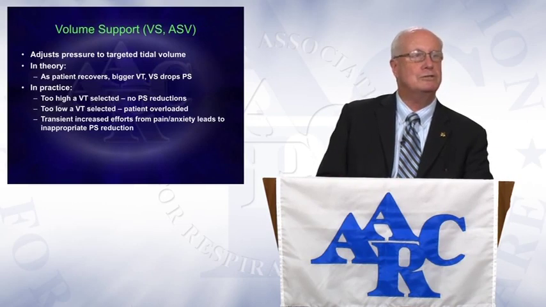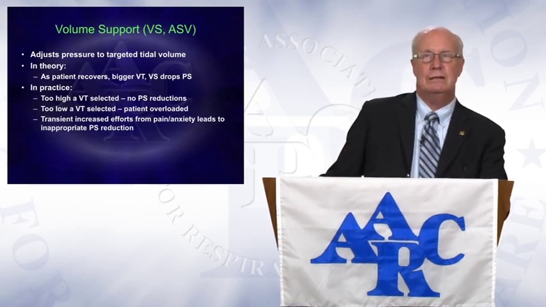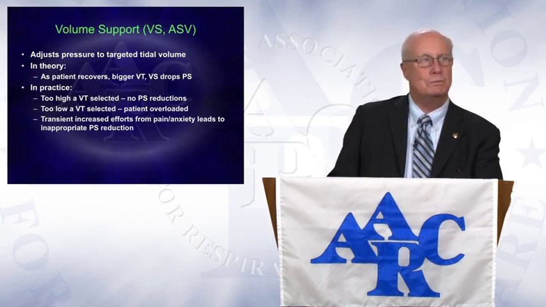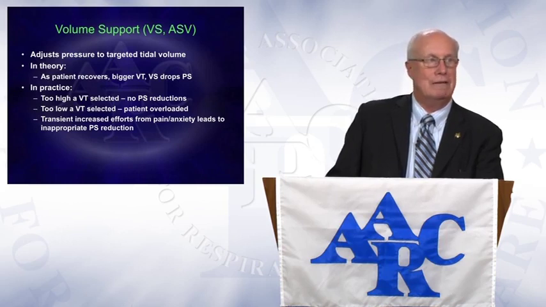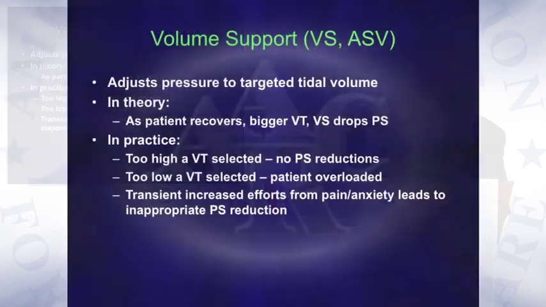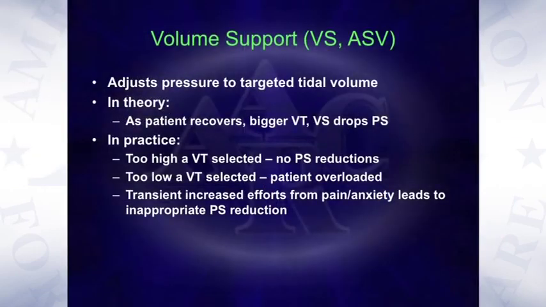So volume support, adaptive support ventilation, again, adjusts pressure to targeted tidal volumes. In theory, it may help by dropping the pressure support. In practice, if you set the tidal volume too high, they're never going to come off the ventilator. If you set it too low, you may overload them. And the problem is if the patient has a transient episode of anxiety or pain or discomfort, they may take a couple of deep breaths and the ventilator thinks that things are getting better and actually withdraws support. You have to know what you're doing if you're going to use these automated supports.